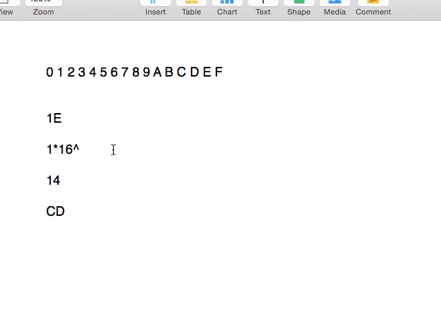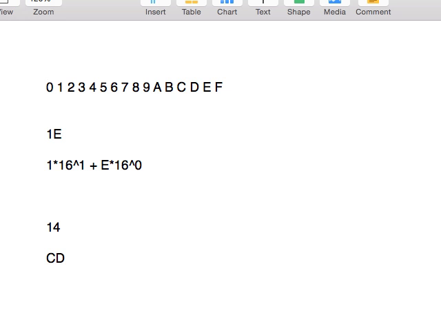1 times 16 raised to the first plus E times 16 raised to the 0. Okay. Now let's replace the base 16 numbers with base 10 numbers, just to make this easy. 1 in base 16 is the same thing as 1 in decimal. So I'm going to write the numbers here.